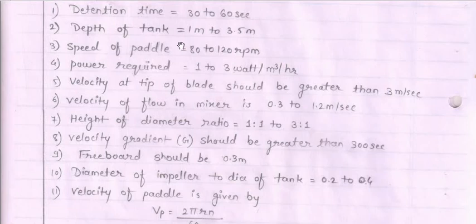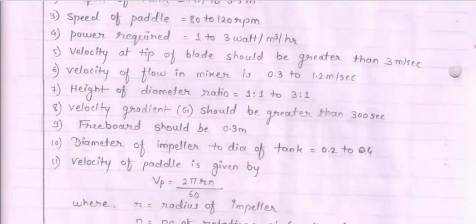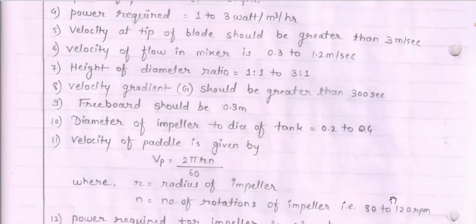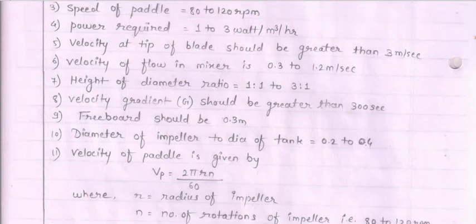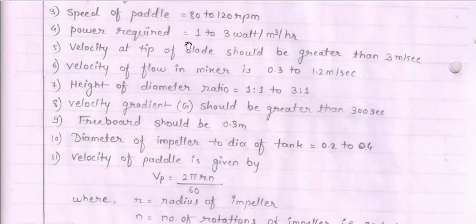Again, speed of the paddle means we have to move the paddle at a greater speed, that is 80 to 120 rpm, which is the number of rotations given here. I am again mentioning that the speed of the paddle, that is the number of rotations, is 80 to 120 rpm. Similarly, the power required for the paddle is 1 to 3 watt per meter cube per hour. Velocity at the tip of the blade should be greater than 3 meter per second.